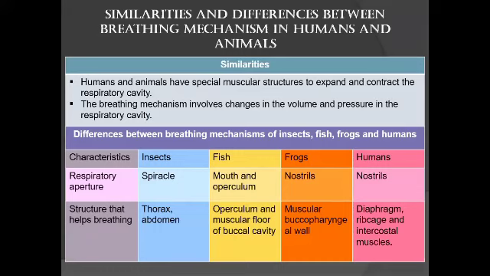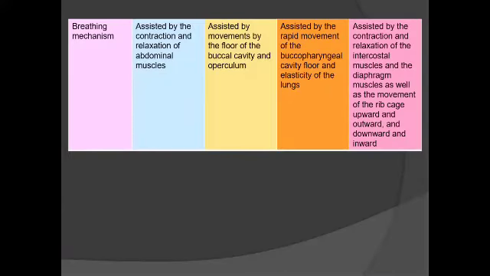And for the fish, the respiratory aperture is the mouth and operculum. The structure that helps them to breathe is operculum and muscular floor of buccal cavity. Their breathing mechanism is assisted by movements by the floor of the buccal cavity and operculum.